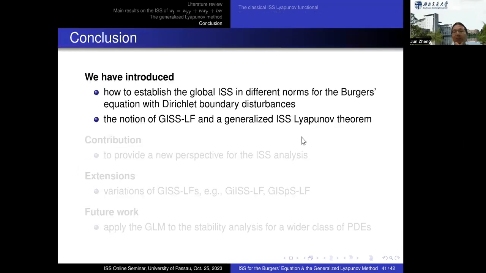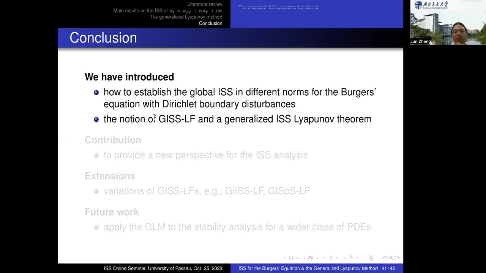So in this presentation, we have introduced how to establish the global ISS in different norms for the Burgers equation with Dirichlet boundary disturbances. There are three key points in the proofs when we use Lyapunov arguments. The first one is that we should define some truncation functions. They are all positive semi-definite functions. The second one is that we should define a constant that is determined by the boundary disturbances. Sometimes it can be determined by the Dirichlet data.